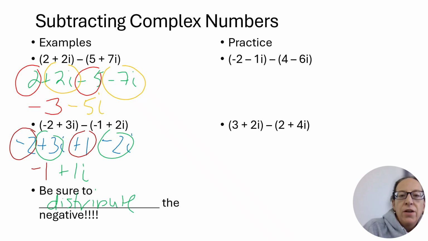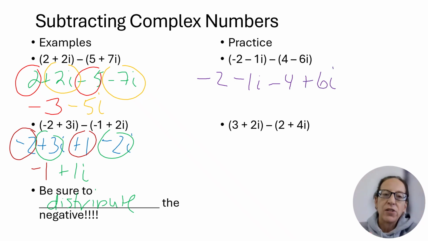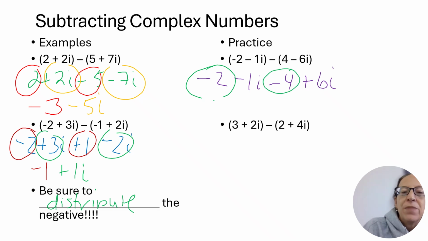All right. So here we have negative 2 minus 1i minus (4 plus 6i). Okay, now at this point, I will often have a student ask me, so you flip the sign of everything in the second parenthesis? Yeah. Now, I don't really want you to think about that. What you're doing is subtracting, but mechanically what happens is, yes, you are flipping the sign of everything in the second parenthesis.